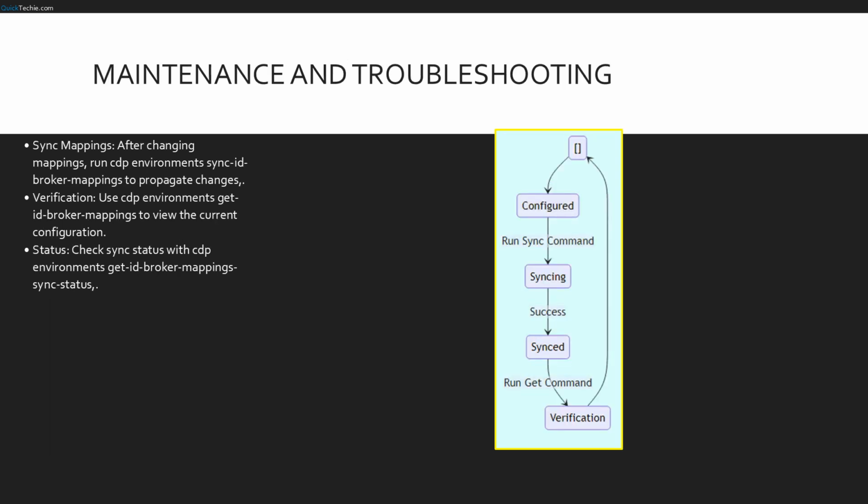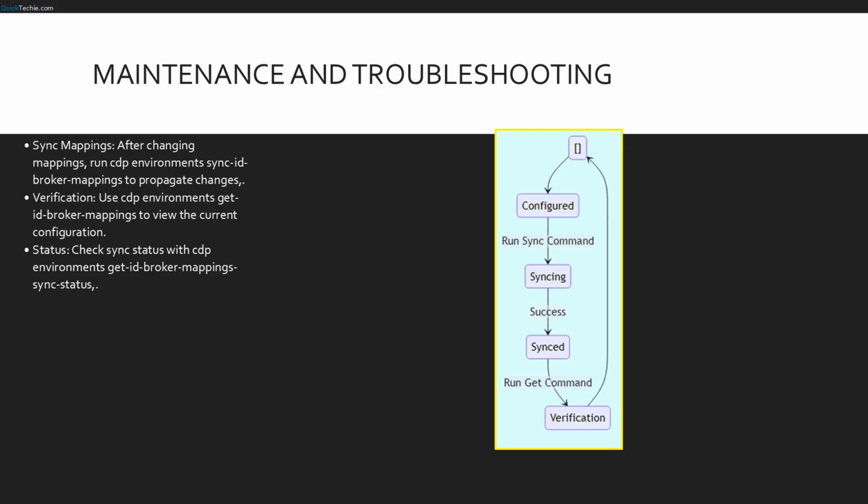Finally, let's cover maintenance. Mappings are not always instant. If you add a new mapping, you must run the CDP environment sync IDBroker mappings command to push the configuration to the running IDBroker instances. To verify what is currently set, use the get IDBroker mappings command. If you suspect a delay, you can check the sync status command to confirm the clusters have received the latest rules. Always perform a sync after modifying roles to ensure your data services aren't using stale credentials.